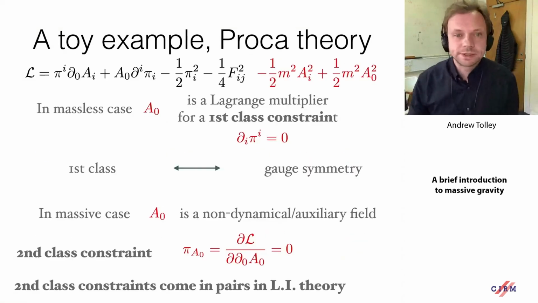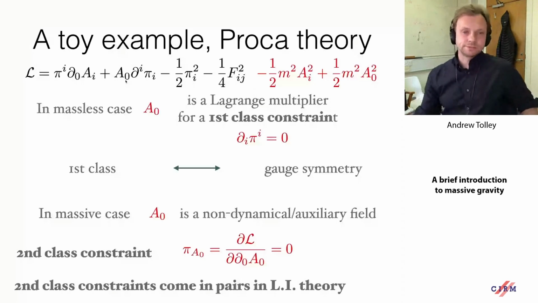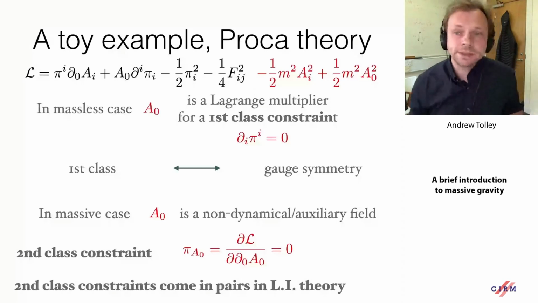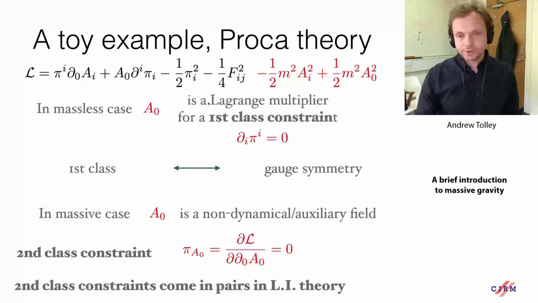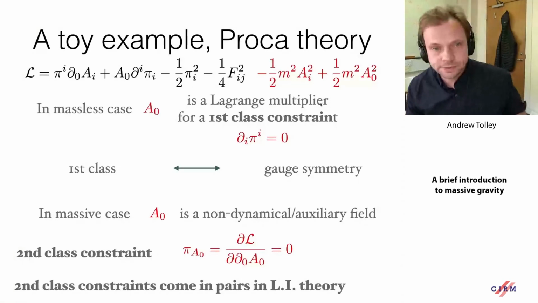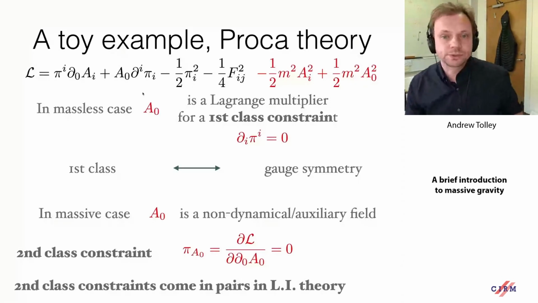Now, what's the difference between the massless and the massive case? It's really about the role of A0. A0 is the 0 component of the 4-vector. In the massless case, you see that the phase space Lagrangian is linear in A0, and therefore A0 is a Lagrange multiplier for a constraint. That constraint is that ∂_i π^i is equal to 0. That's called Gauss's law. And that constraint is the so-called first-class constraint.